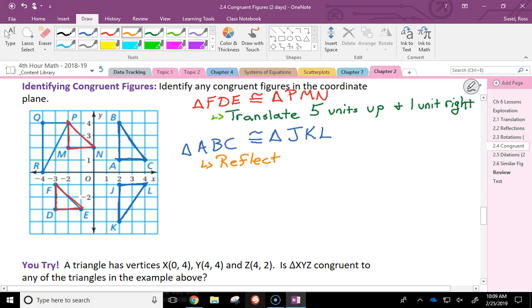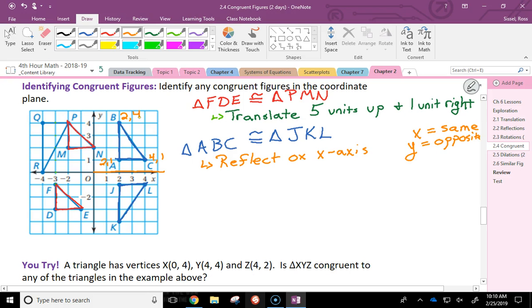And where did you reflect? Where's your line of reflection, Donovan? Reflect on the x-axis. This is our x-axis. When we reflect on the x-axis, remember the important thing is your x-coordinate stays the same. Your y-coordinate becomes the opposite. So if I look at these coordinates, this one was 2, 1. This is 4, 1. This is 2, 4.